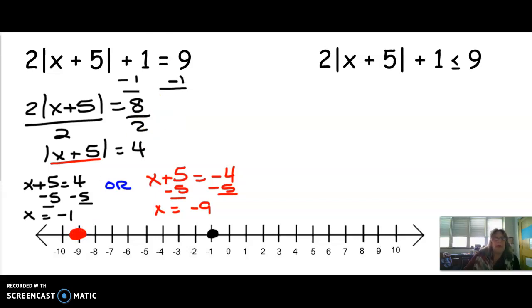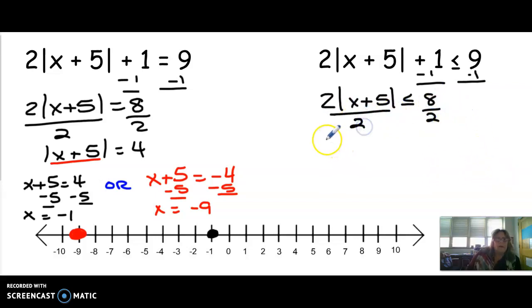Over here, when we have an inequality, it's going to be a little bit different. Again, we're going to subtract 1 from both sides, and we're going to divide by 2. So we have absolute value of x plus 5 is less than or equal to 4. Again, we're going to separate it. We have 2 inequalities. Now, here's a hint. This is a less than.